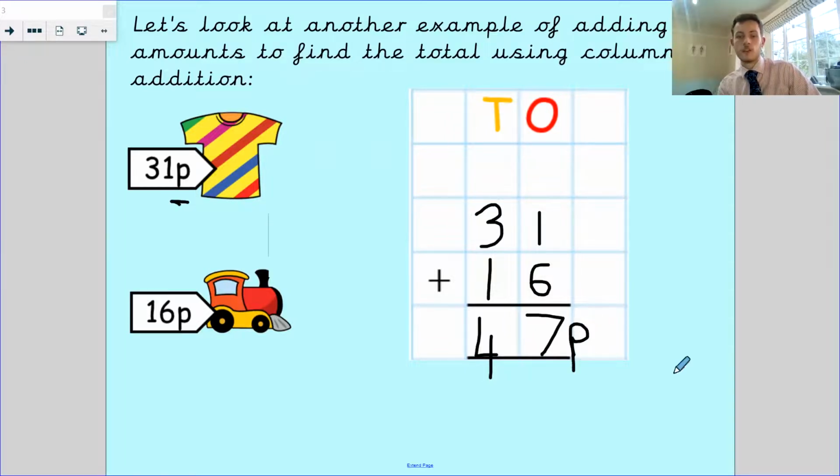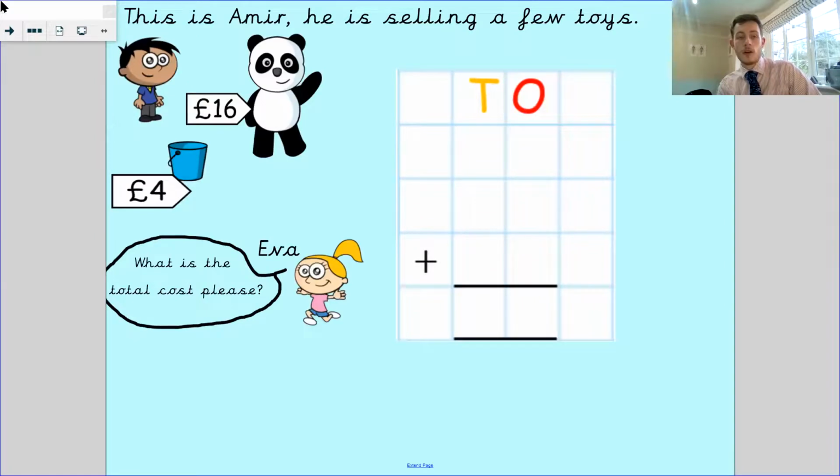Pence. Super. Now, this is Amir. He's going to buy a few toys. And Eva says, what is the total cost, please? So how much does it cost in total? So we've got a bucket and a waving panda. Now the waving panda costs £16. And the bucket costs £4.